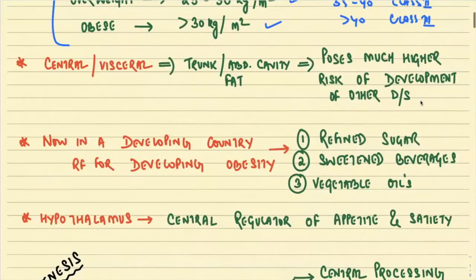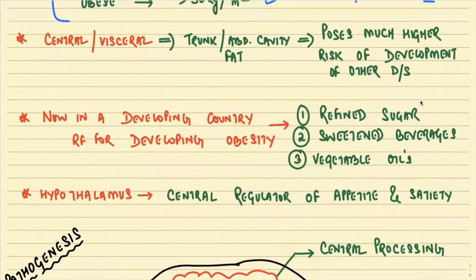Now remember the central or the visceral fat. What is the central fat? Whatever fat deposition is there in our belly, or which is present in the viscera, that is in the internal organs, that is basically exemplified by truncal or abdominal cavity fat. Now, this fat is far more dangerous than whole body fat. So if you see a person that just has excessive amount of abdominal fat, this poses a much higher risk of development of other disease.